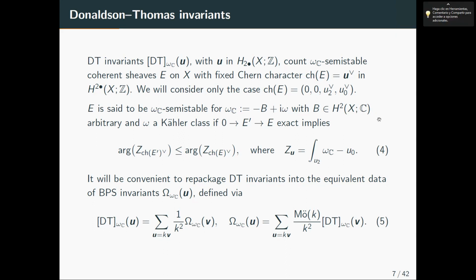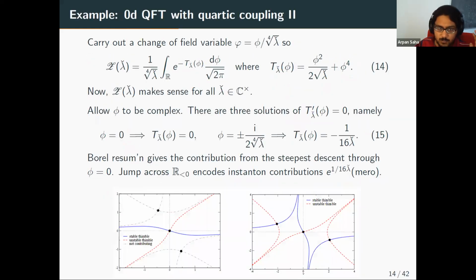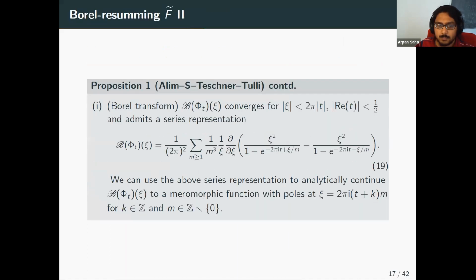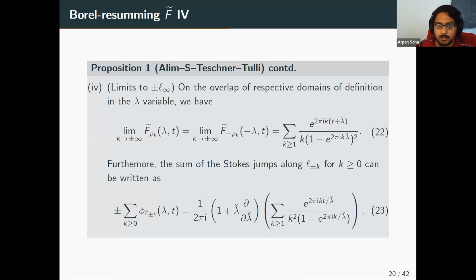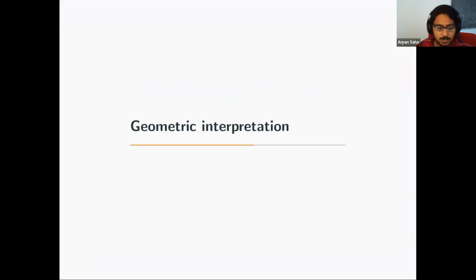Okay, so basically that's why there are no poles on the imaginary axis. But the limit of t going to 0 is well defined, and that's the limit that we make use of for doing the Borel resummation of the degree 0 part. Okay, so I guess that's all for the previous section.